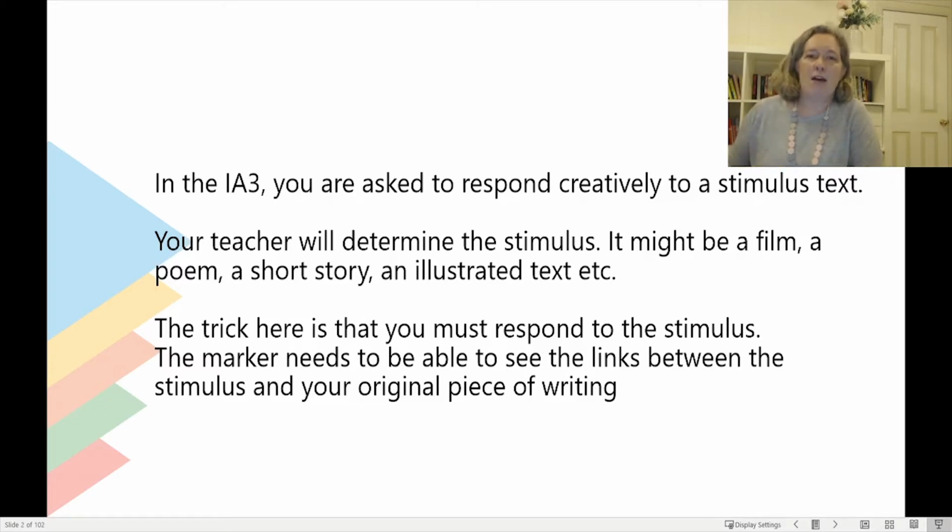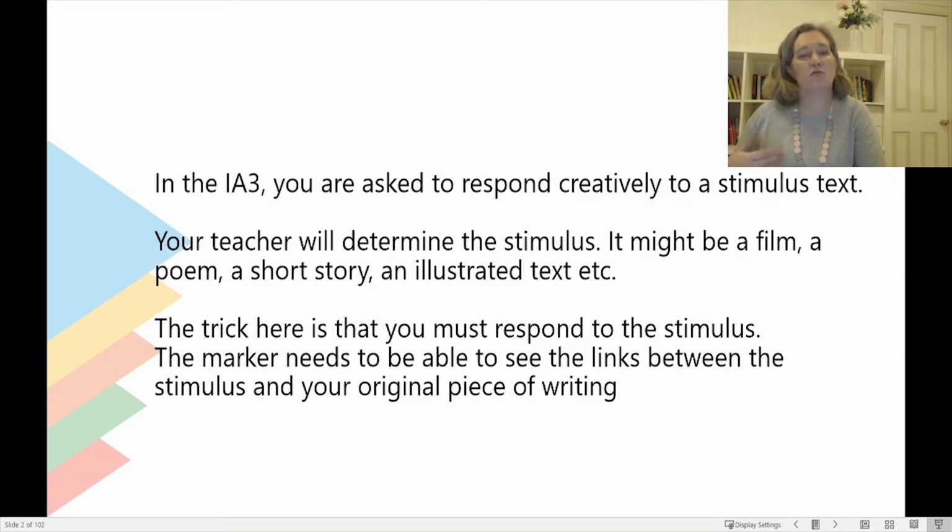Now, in the IA3, as you know, you're asked to respond creatively to a stimulus text. That's really important. Your teacher will determine what the stimulus is. It might be a film, a poem, a short story, an illustrated text. There's a whole heap of things that you might be asked to respond to. But the trick here is that you must respond to the stimulus.